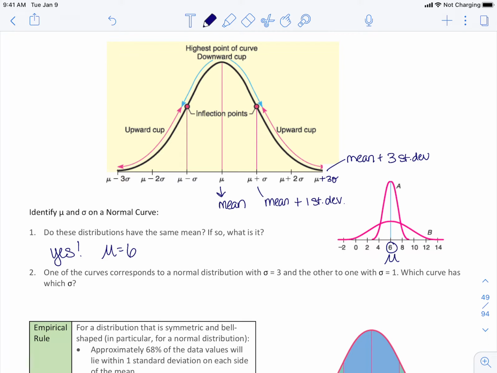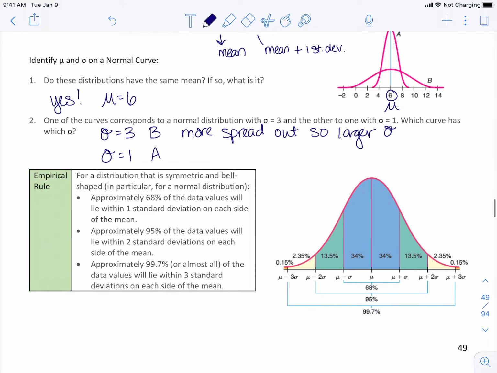So for this one, sigma equals 3. This is actually going to belong to B. Our sigma that's 1 belongs to graph A. This is because if we look at the two curves, B is more spread out, which means that it has a larger sigma or standard deviation. The average amount it deviates from the mean is more, causing the graph to be more spread out.